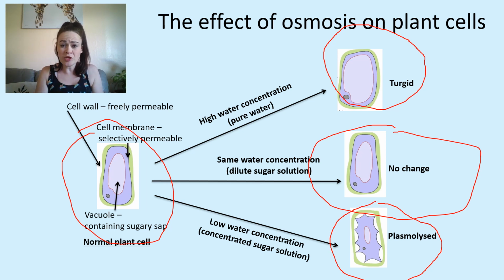But what's really important, with a turgid cell, a plasmolysed cell, and a cell where there's no change, it's still a rectangular shape because that cell wall gives it a really firm structure.